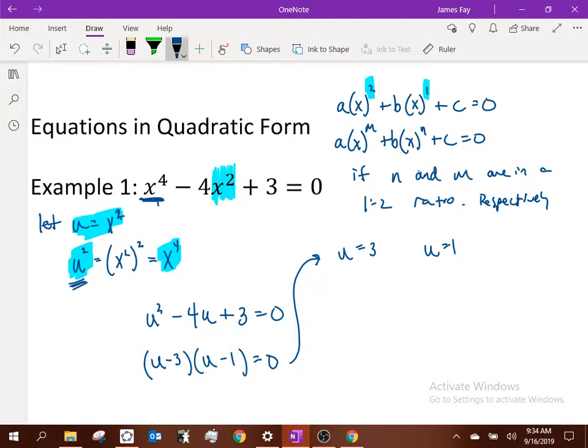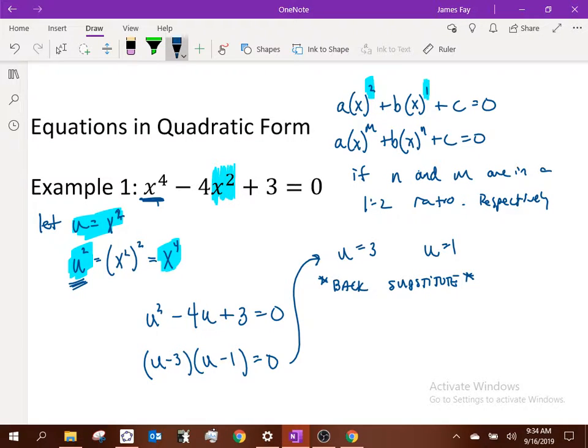Now I solve for U. What was I trying to solve for? Trying to solve for x, aren't I? So this step here, you'll hear me call back substitute. That basically says you introduced a variable U to make the procedure simpler. Once you solve for U, you're going to undo that substitution. You need to back substitute.